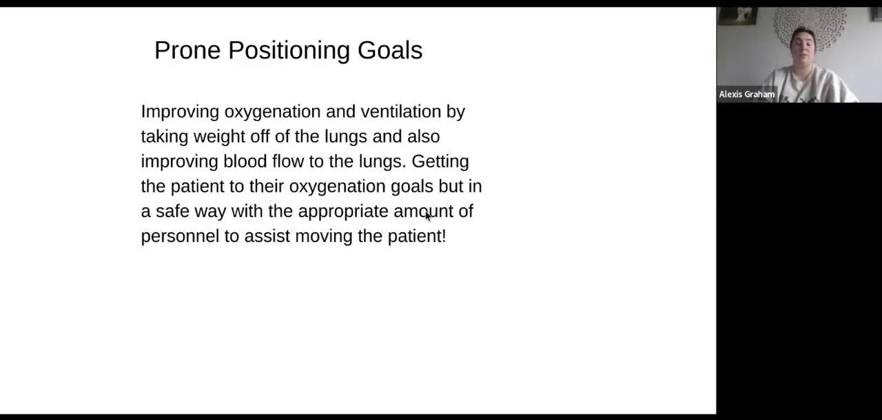And then the prone positioning goals. So the goals are to improve oxygenation and ventilation by taking the weight off the lungs, and also improving the blood flow to the lungs. Getting the patient to their oxygenation goals, but in a safe way with an appropriate amount of pressure to assist moving the patient is the overall goal, and getting them into that swimmer's position to adequately oxygenate and ventilate them.